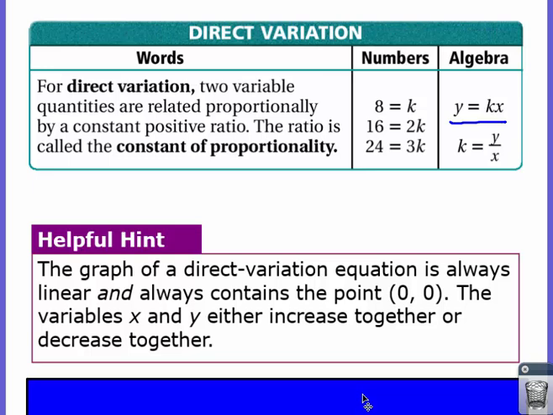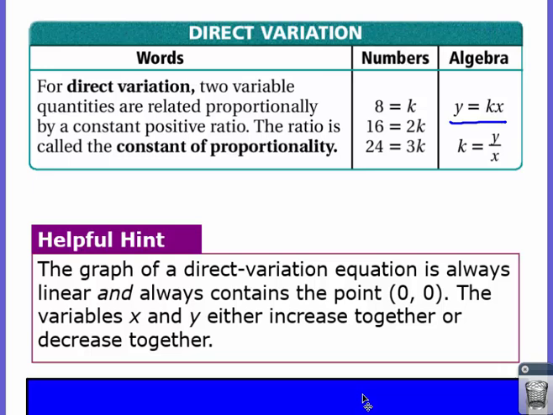The variables x and y either increase together or decrease together. So for direct variation, as one increases, the other one must increase, or as one decreases, the other one must decrease. It can't go in opposite directions, where as one increases, one decreases. It doesn't work that way. It's going to go the same direction.